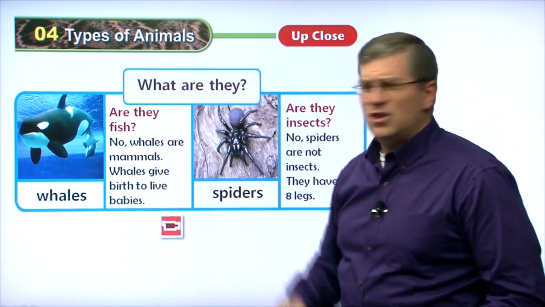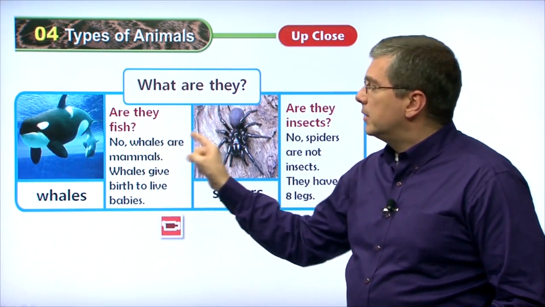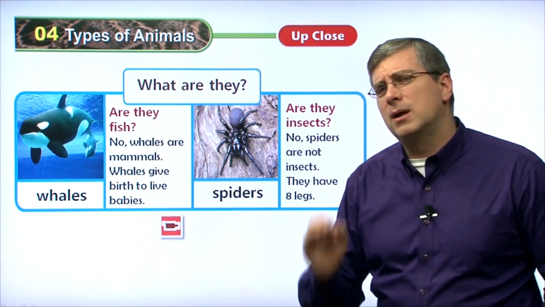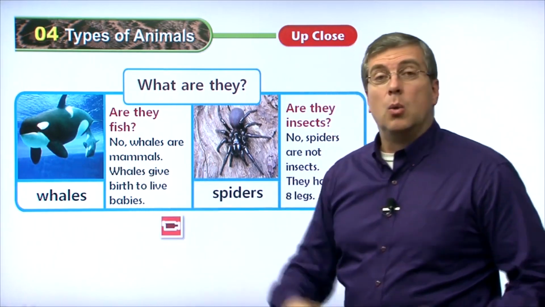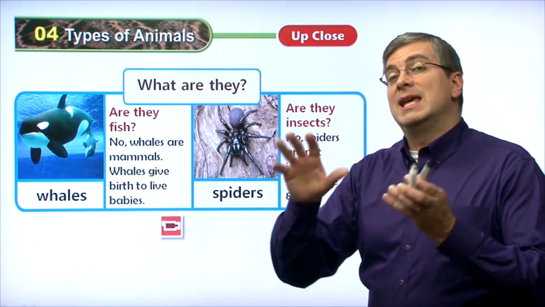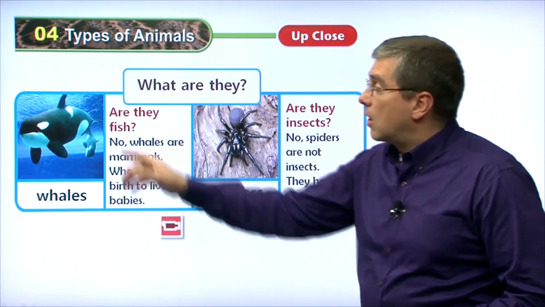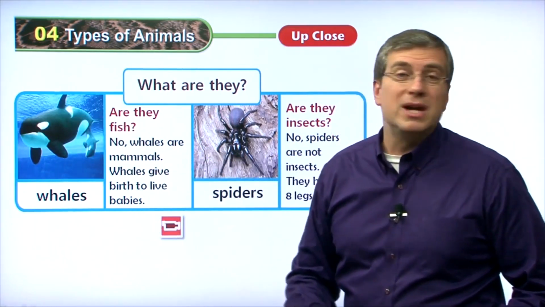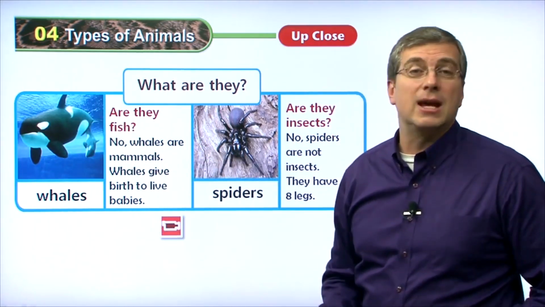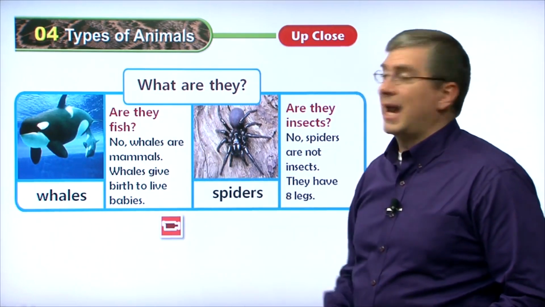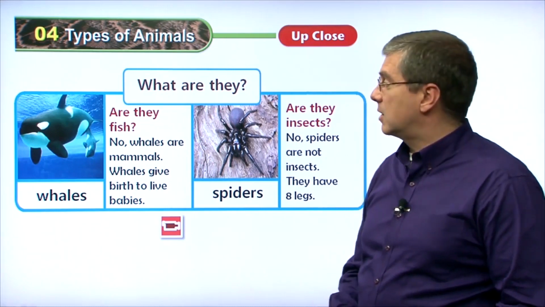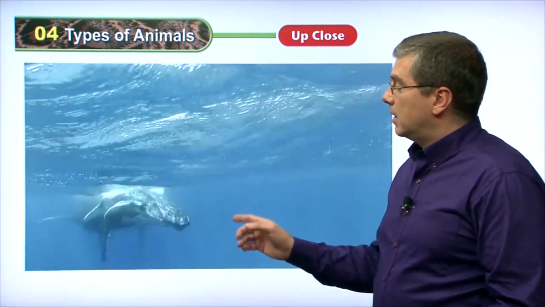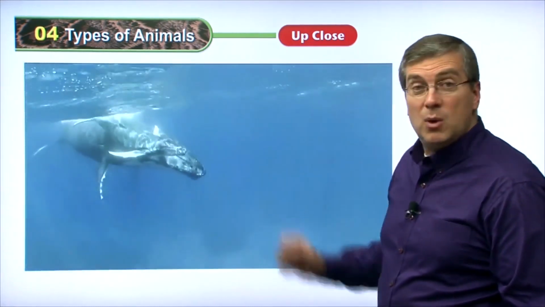So, are whales fish? No. Whales are mammals. Why are whales mammals? Because whales give birth to live babies. When a whale gives birth, the baby is alive already. And also, whales do not breathe underwater, and they don't have scales on their skin. So whales are actually mammals. You want to see a video of a whale? Let's take a look.